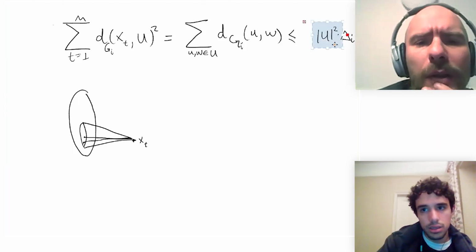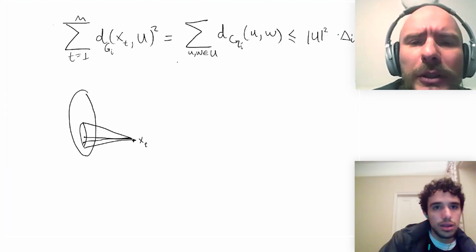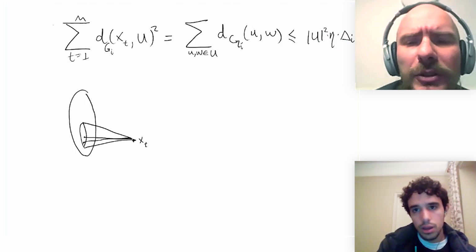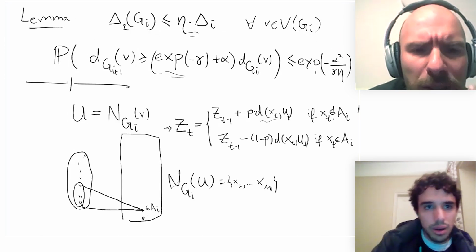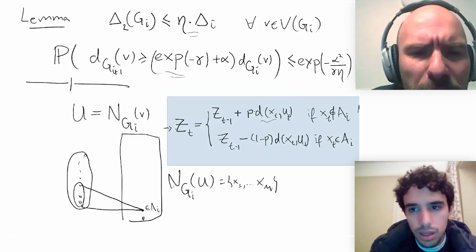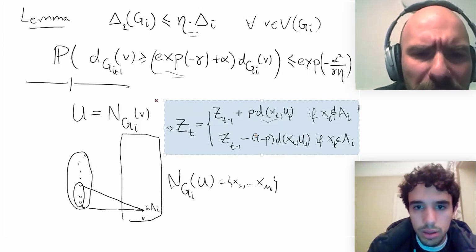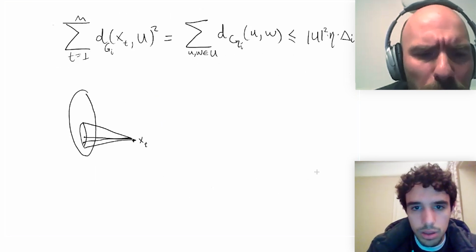Yeah, once you finish this, can you also come back to the martingale definition? Yes, of course. Sorry, I'll transport it. So here it's U. You mean the co-degree of x_t and U, right?